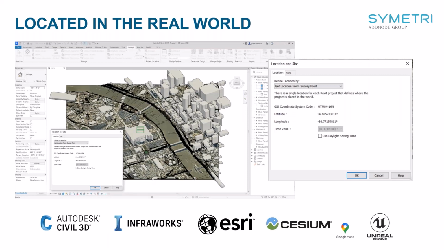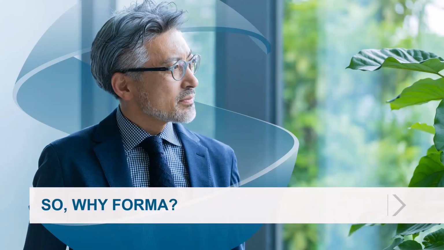This model is located in the real world also. It is automatically given when you import into Revit that you are given a GIS coordinate system code. What that means is seamless connectivity to engineering and mapping software such as Autodesk Civil 3D, InfraWorks, Esri, Cesium with Google Maps. We can place this model in Google Maps with that coordinate system, Unreal Engine, Unity, and Omniverse. There are so many possibilities now that we have a completely coordinated model.